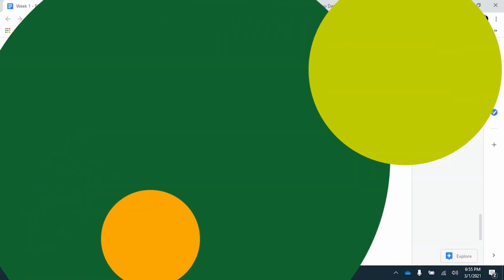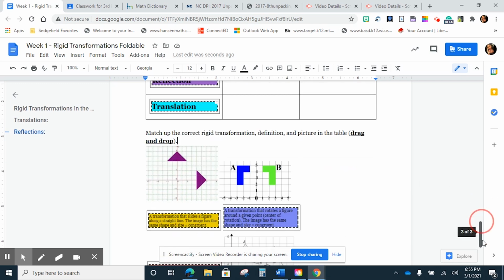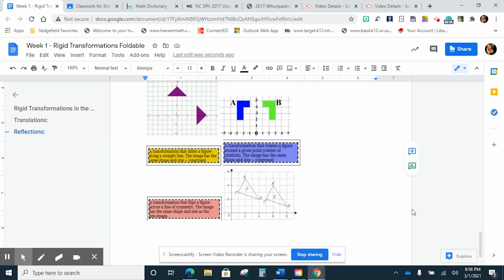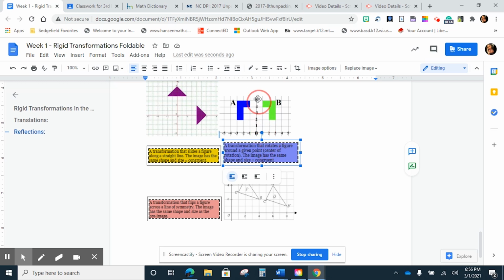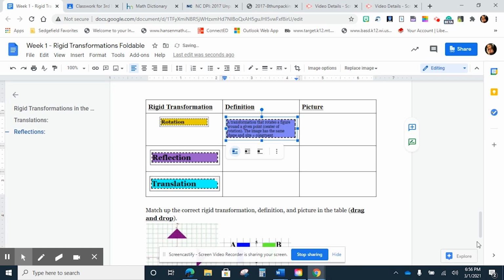As for our definition of rotation, I'm going to go down here and I'm looking for the definition of rotation. Remember, rotation is where it's rotating or turning and is not matching with the color. But if I look at this particular definition, it says a transformation that rotates a figure around a given point. This is the definition I'm looking for. So I'm going to pick this one up and I'm going to slide it and drop it there.